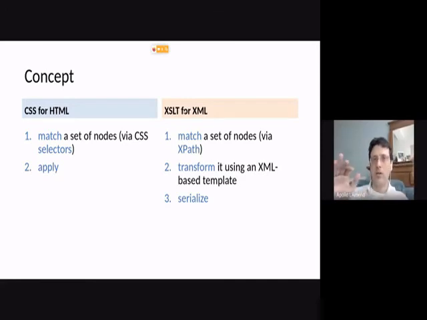XSLT works pretty much the same, but for XML. It matches a set of nodes via another specification, which is XPath, and transforms it using an XML-based template. And then serialize means export, output, another file.